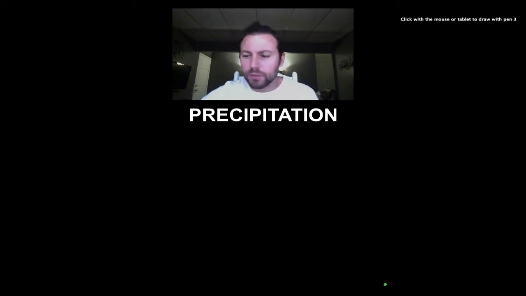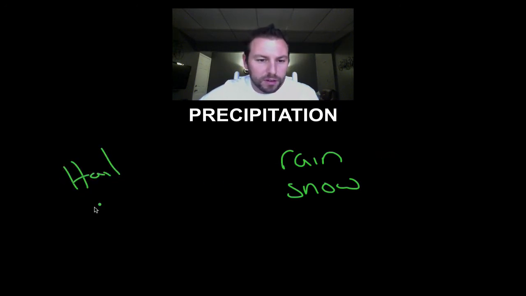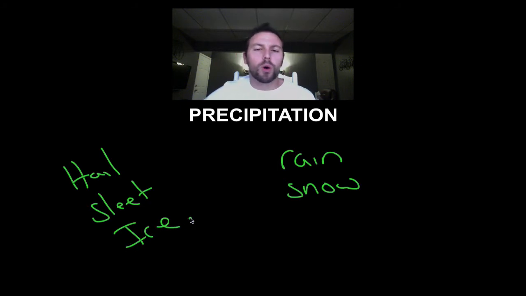Precipitation, as most people think of, is going to be either rain or snow. But it could be a number of other things. We could be looking at hail, sleet, ice, any form of water that has basically condensed falling from the sky is going to be known as precipitation. And we can have a mixture of these, or we could just have one of them. So precipitation could be rain, snow, hail, sleet, ice, and I'm sure I'm missing a couple on top of that, but for the most part, this is going to cover a majority of them.